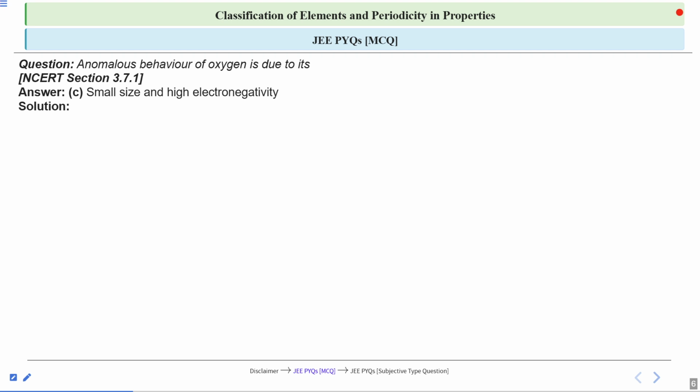So let us try to just visualize this with the help of its position. Two things are there, right? We are worried about the electronegativity and the atomic radius. So just think about the general trend and that will give you away your answer.